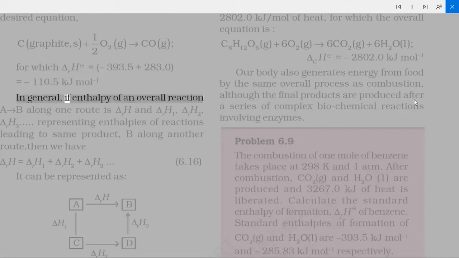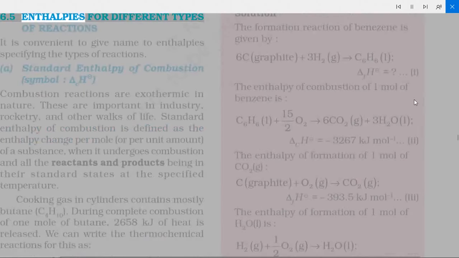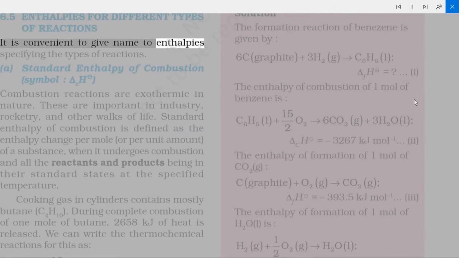In general, if the enthalpy of an overall reaction A→B along one route is ΔrH, and ΔrH1, ΔrH2, ΔrH3 represent the enthalpies of reactions leading to the same product B along another route, then we have ΔrH = ΔrH1 + ΔrH2 + ΔrH3 (6.16). It can be represented as shown. 6.5 Enthalpies for different types of reactions. It is convenient to give names to enthalpies specifying the types of reactions.